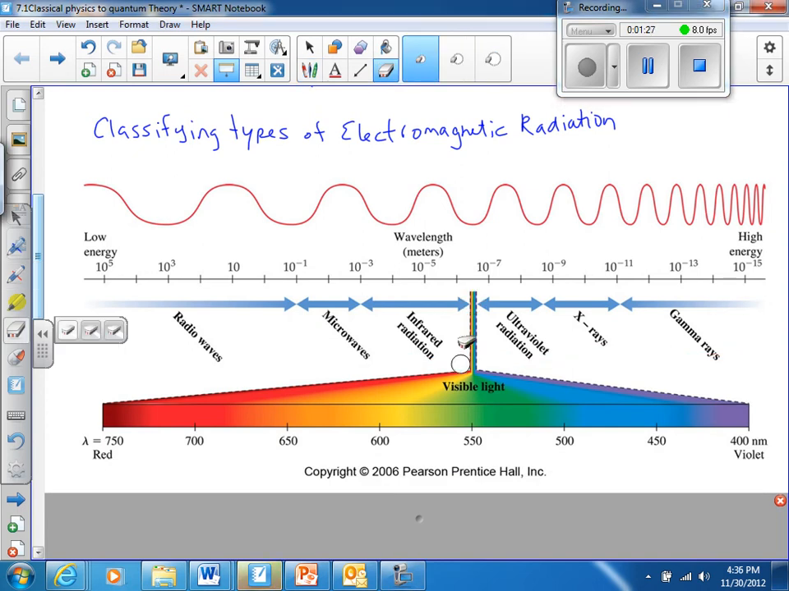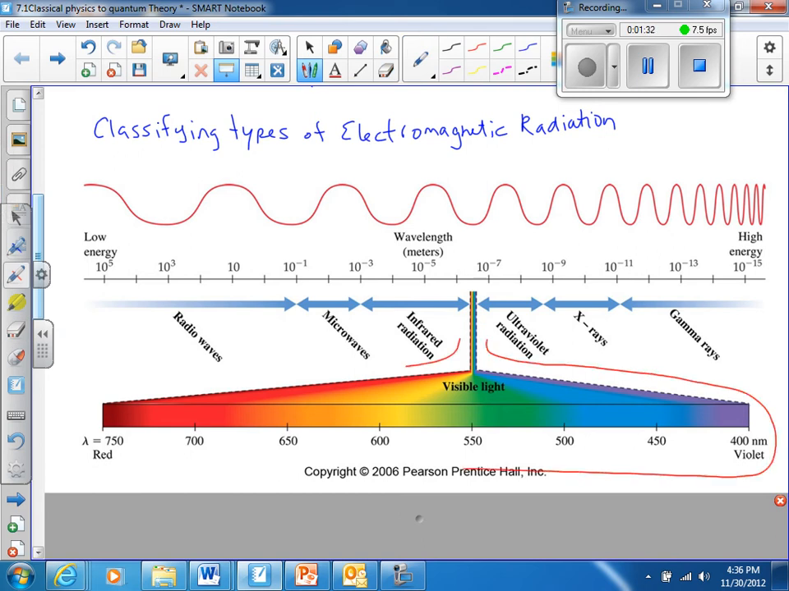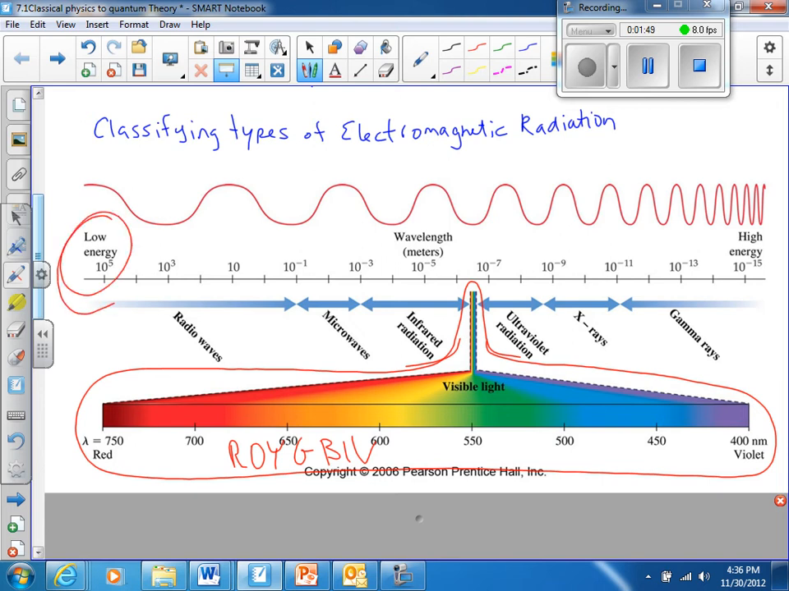This expansion right here often confuses many people looking at this graph. Right here we've just expanded out this tiny little slit. That's visible light. Roy G. Biv: red, orange, yellow, green, blue, indigo, violet. Red has the lowest energy. Violet has the highest energy. So notice we have high energy on the right, low energy on the left. And the scale that we're seeing here is actually wavelength in meters.